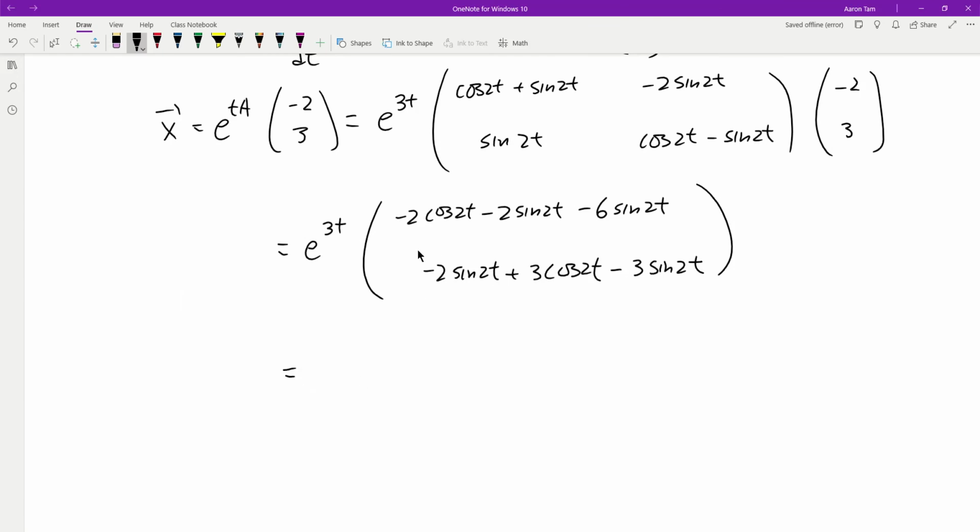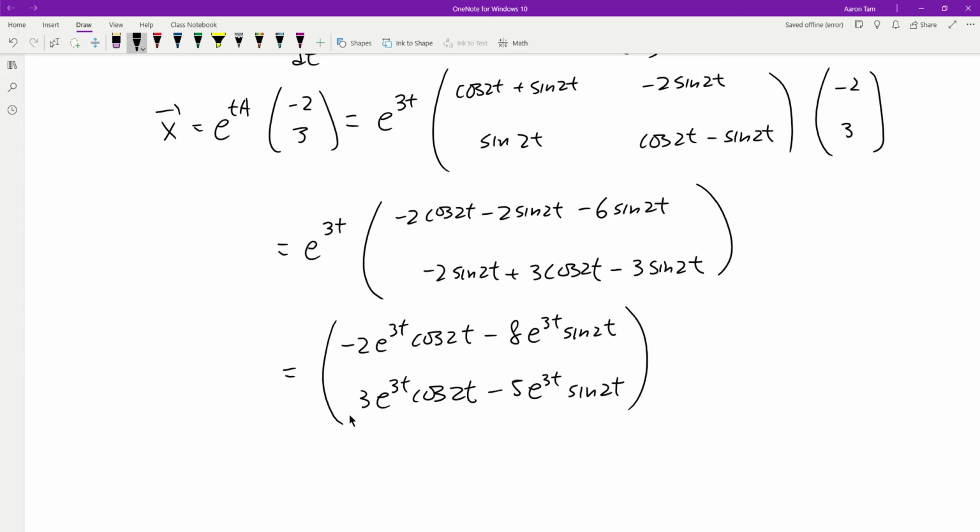If I look at this correctly, that comes out to be negative 2 e to the 3t cosine 2t minus 8 e to the 3t sine 2t. And the bottom one comes out to be 3 e to the 3t cosine 2t, and then minus 2 minus 3 is minus 5, so minus 5 e to the 3t sine 2t. So that's what our vector x is.